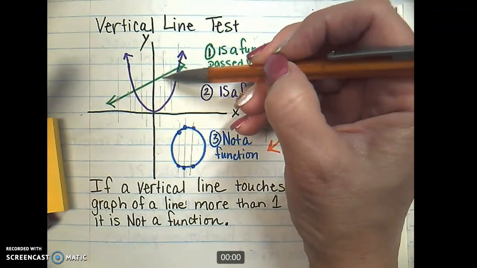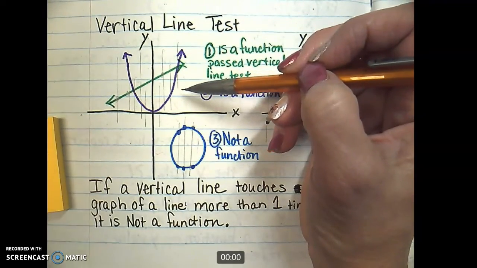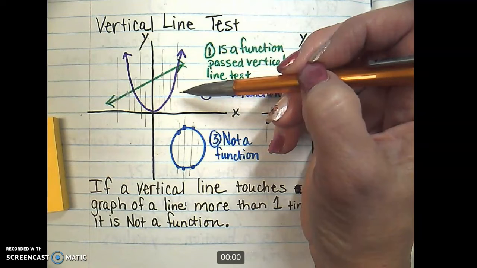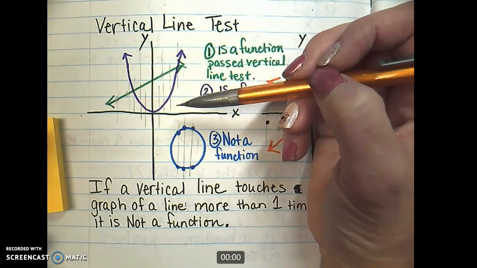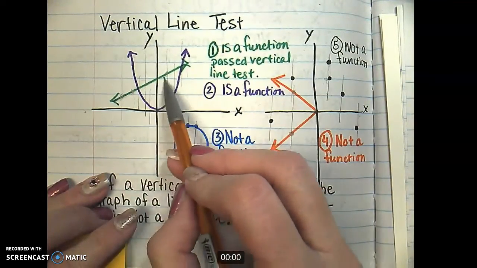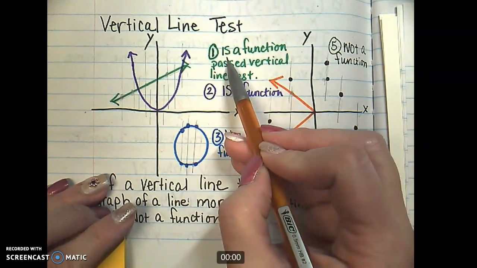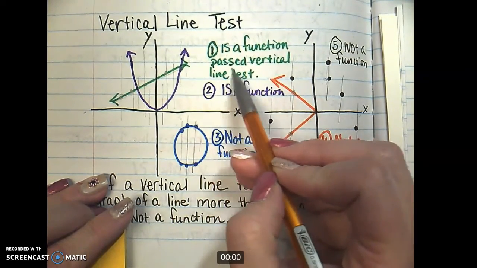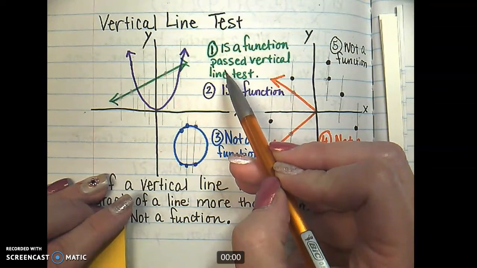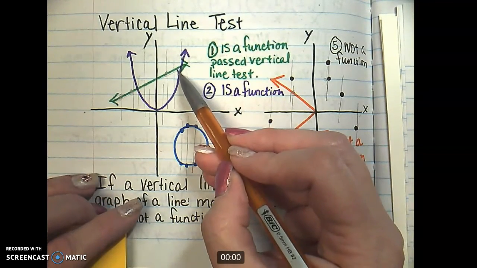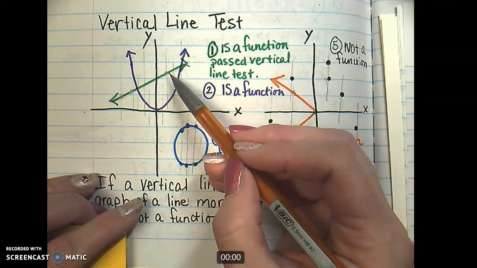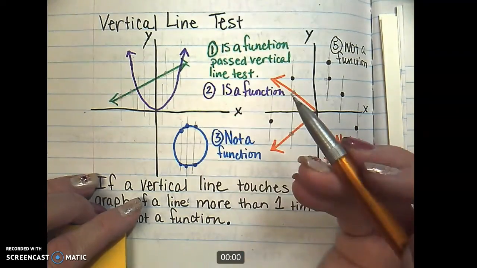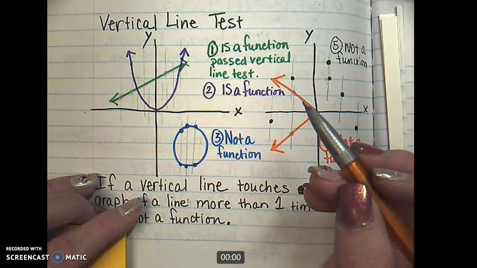Does this make sense to you? Yes or no? So it's like when it hits that point, that's it. It won't move again. That's exactly right, yes. So this green line right here, that one is a function because it passes the vertical line test. A vertical line does not touch it in more than one spot. Okay.